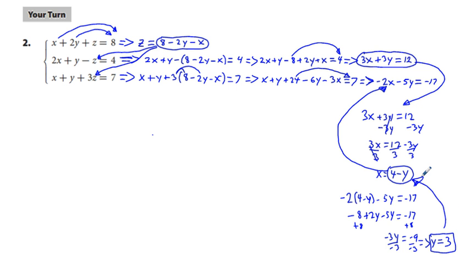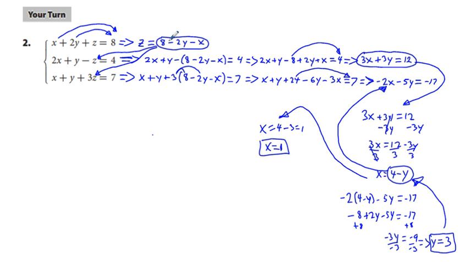So now I'm going to come up here. We have x equals 4 minus 3, which equals 1. We have x is equal to 1. So that's going to be another value. And we have just one more to work with.